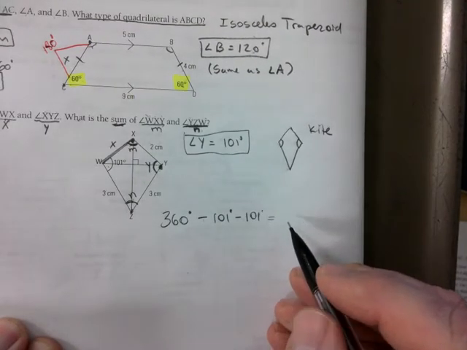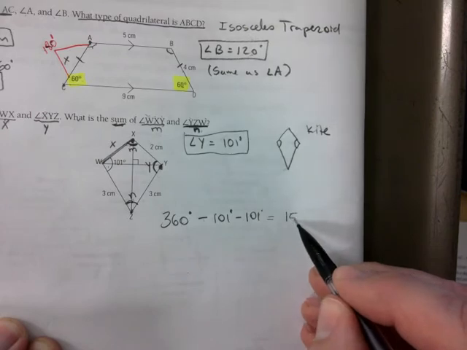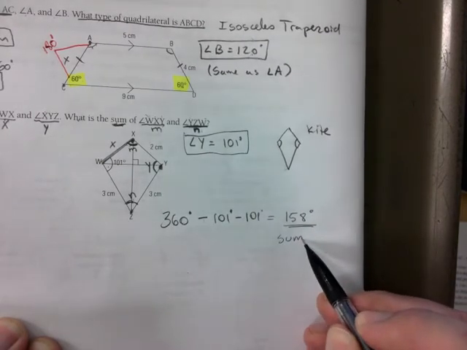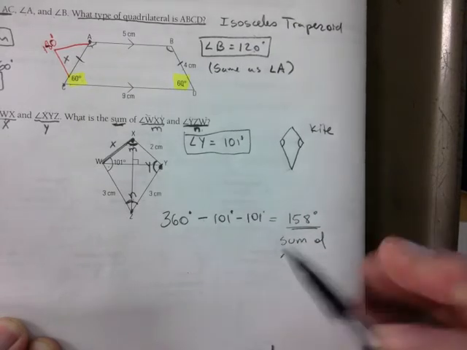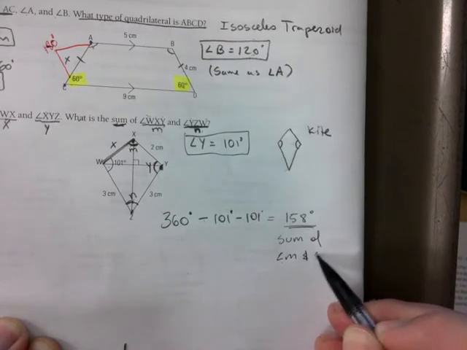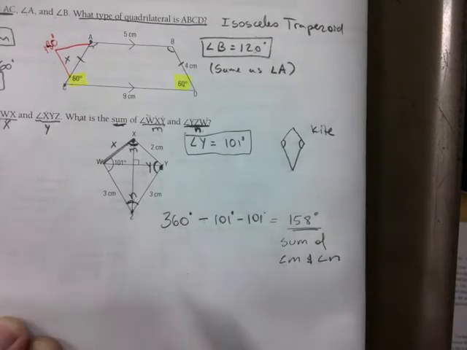And you get 158 degrees. This is the sum of angle M and angle N. Okay?